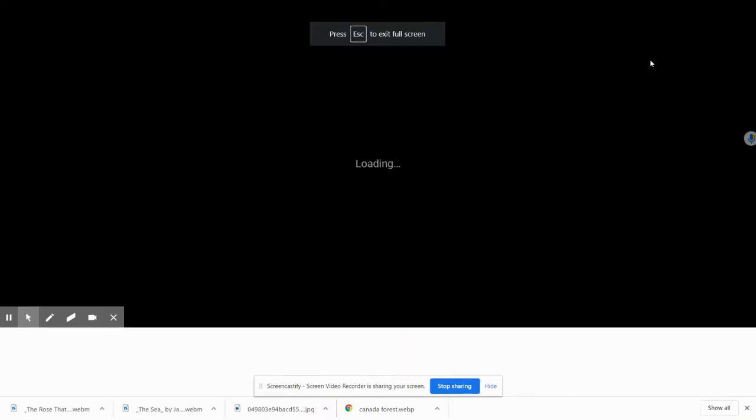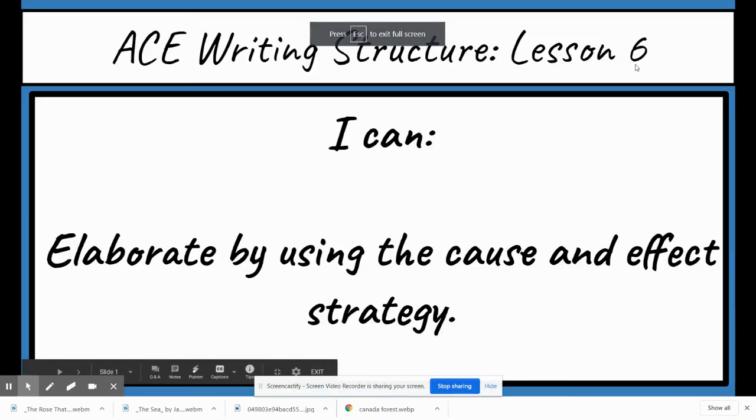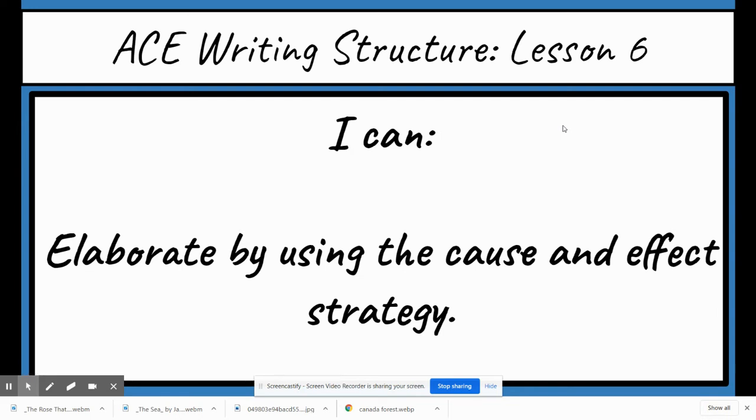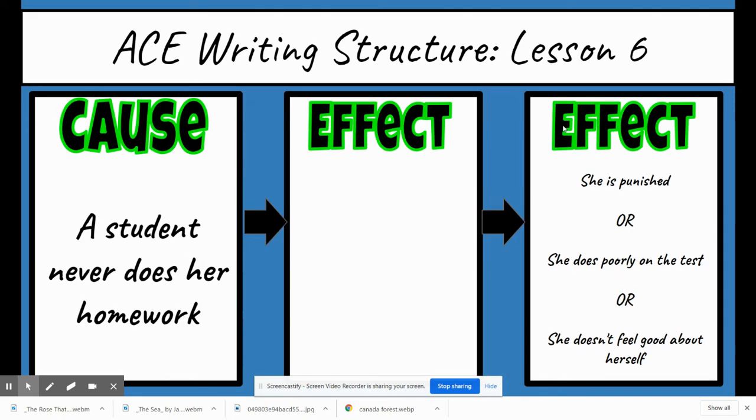All right, today we're going to talk about the ACE structure, lesson number 6, which is an elaboration strategy called cause and effect. By the end of this lesson, you should be able to use the cause and effect strategy to elaborate your thinking. First, you need to understand what cause and effect actually mean.